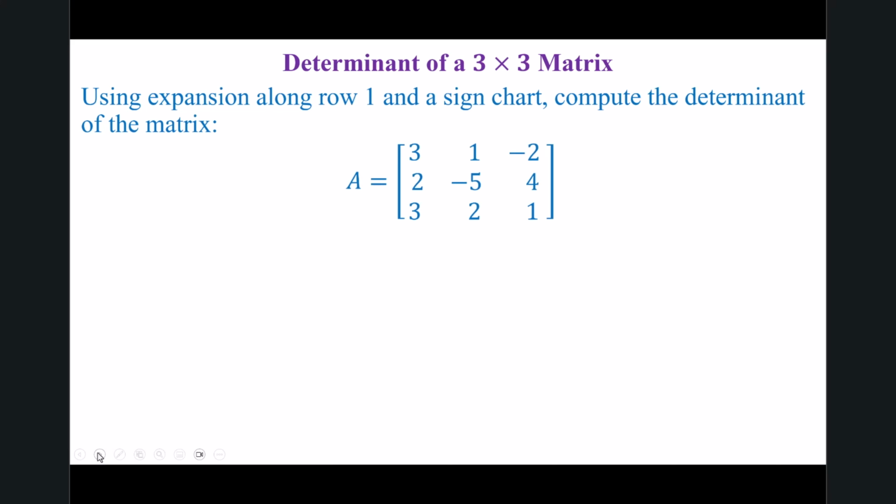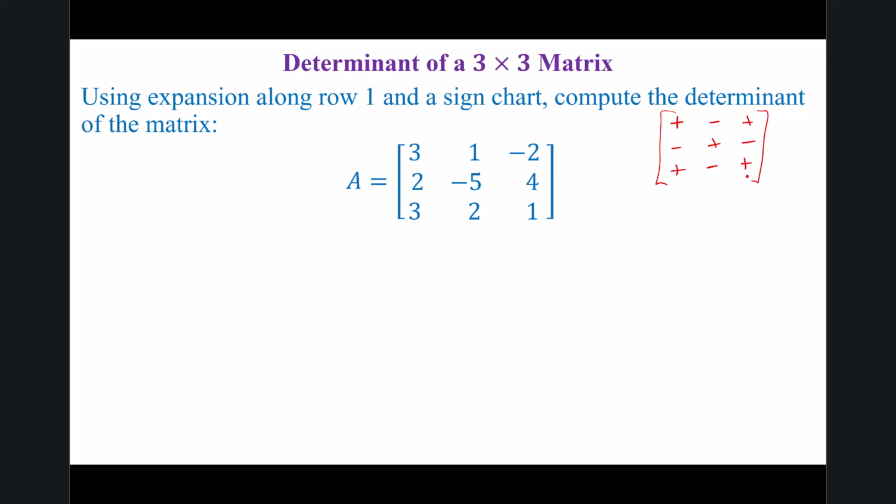And what I mean by a sign chart is if I start in the top left corner, I have plus, and then I'm going to go back and forth between plus and minus on the rows and columns. So the first row will be plus, minus, plus, first column plus, minus, plus, second row then ends up minus, plus, minus, etc. So that's the sign chart that we're going to use right here.